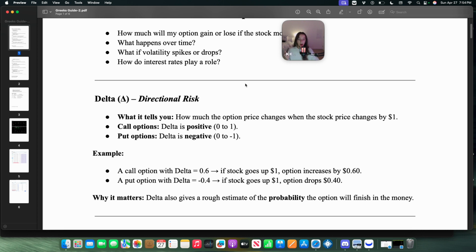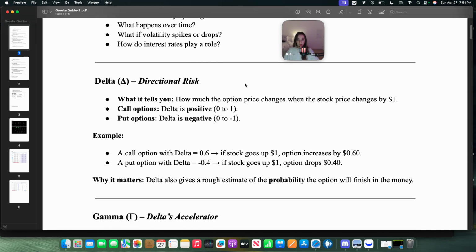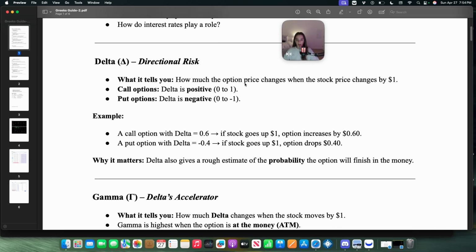What it tells you: how much your option's price changes when the stock price changes by $1. For call options, your delta is going to be positive 0 to 1. Put options, your delta will be negative 0 to negative 1. For an example, let's say you buy a call option with delta 0.6. If the stock goes up $1, the option contract increases by 0.60.